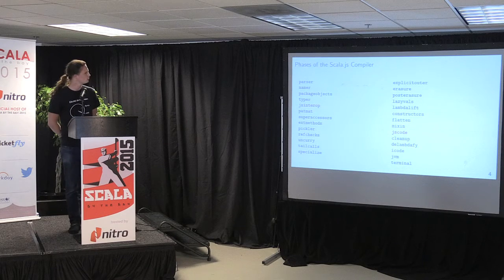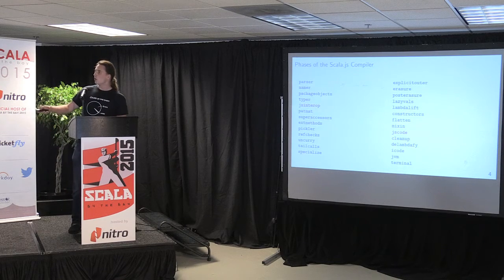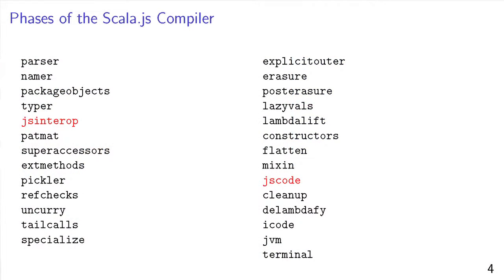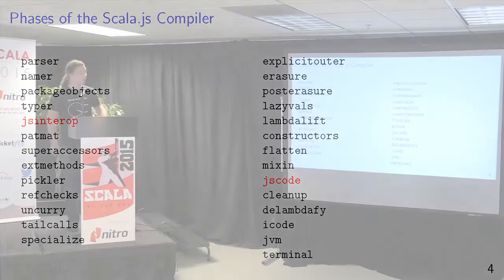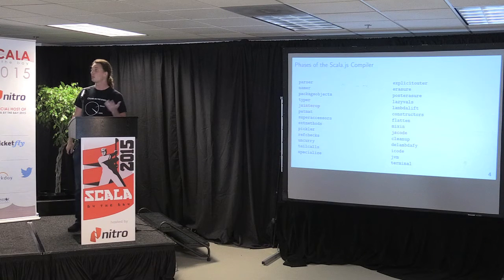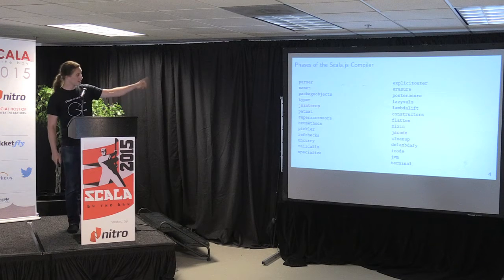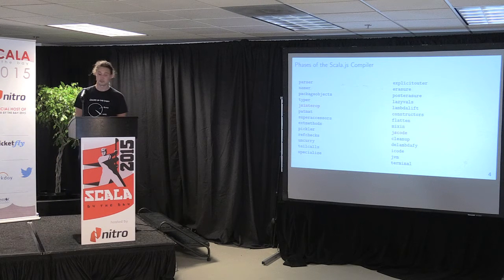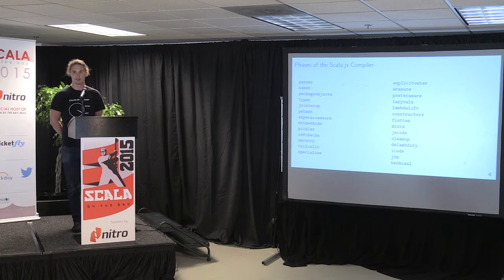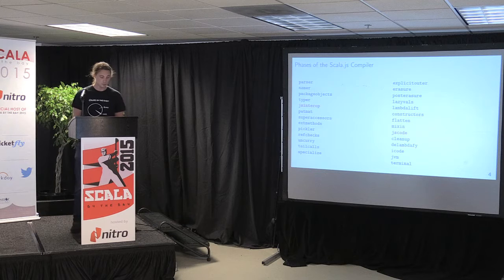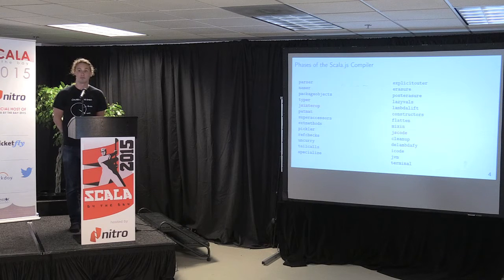Just kidding. Oh, this is hard to see. Only these two red guys here, two guys prefixed with JS, are phases that are actually specific to the Scala.js compiler. As I mentioned, the Scala.js compiler is really just a compiler plugin. So all the black stuff is just the Scala compiler. And the red phases are things we add. You will have a better picture in the next slide.